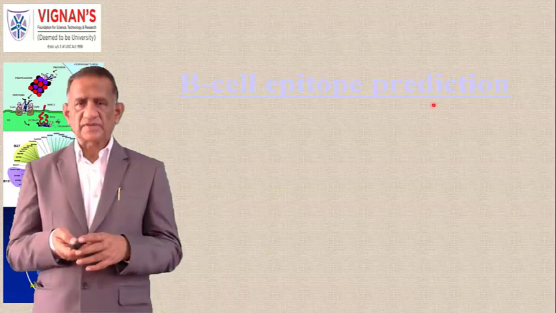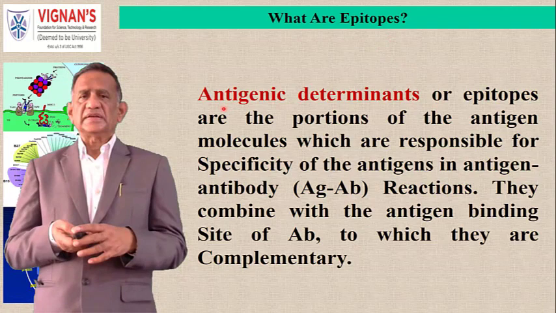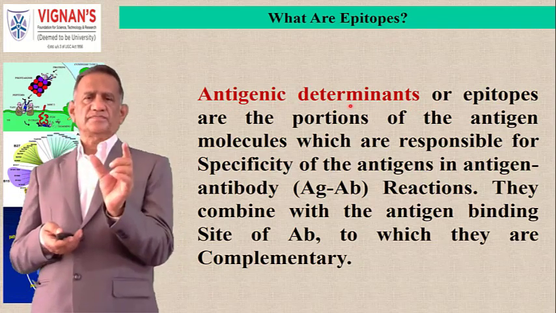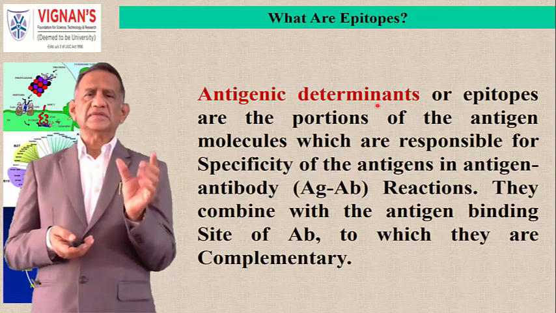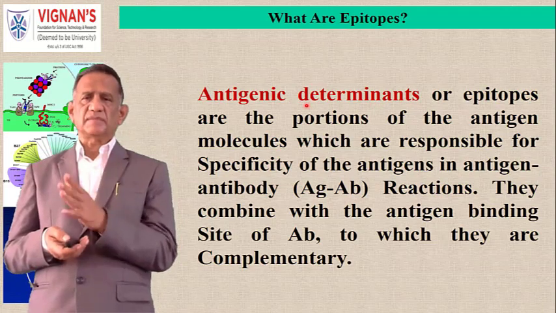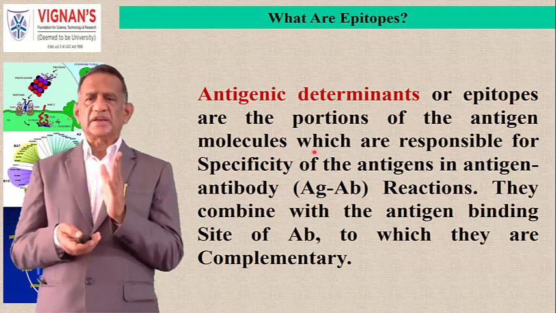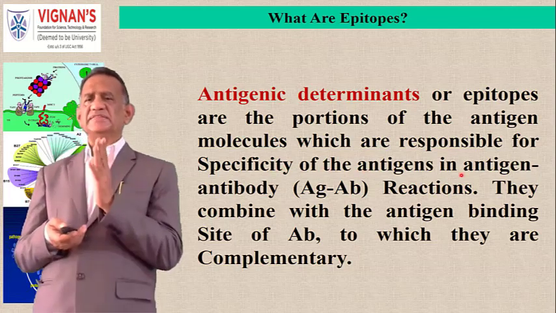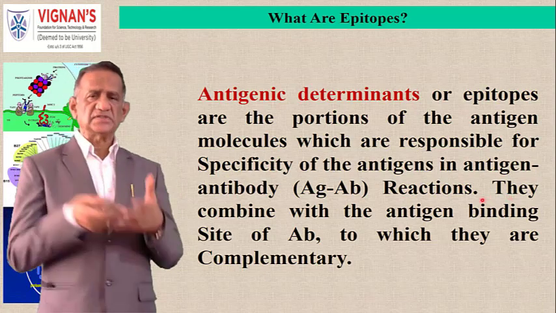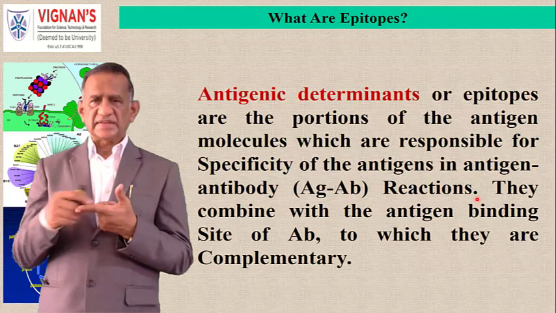Okay, let's go now. So what is an epitope? Let us see the definition. Antigenic determinants are, in simple terms, what is an antigen? Antigen is an antibody generator. Antigenic determinants or epitopes are the portions of the antigen molecule which are responsible for the specificity of the antigen in antigen-antibody reactions.